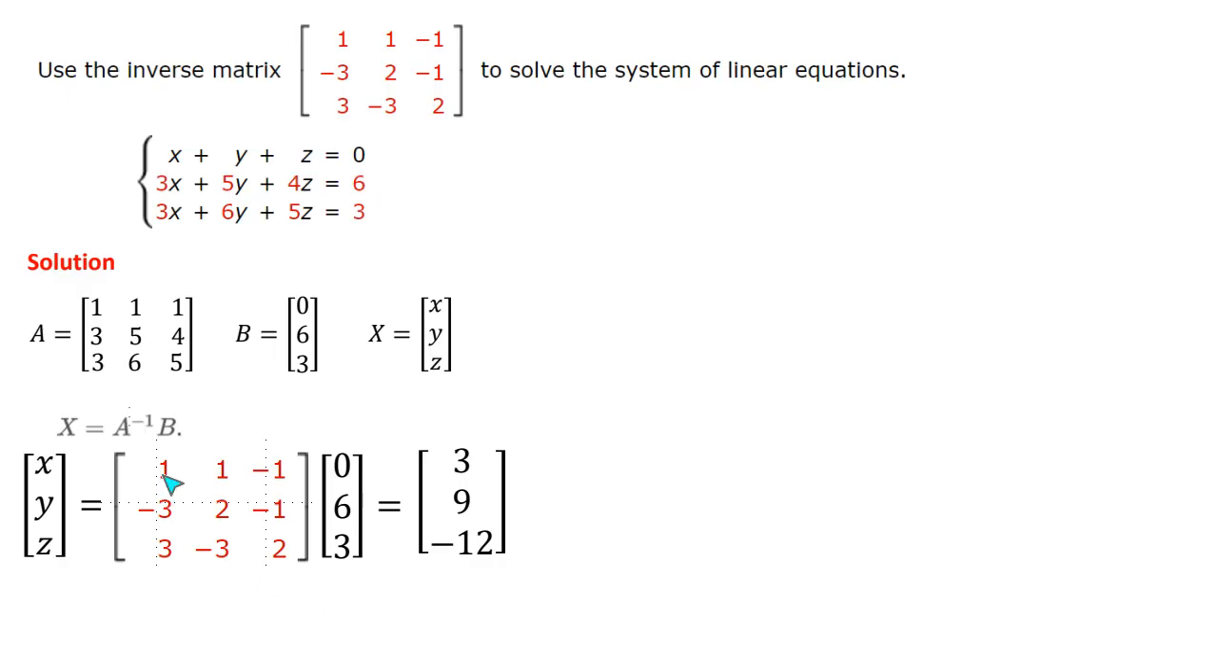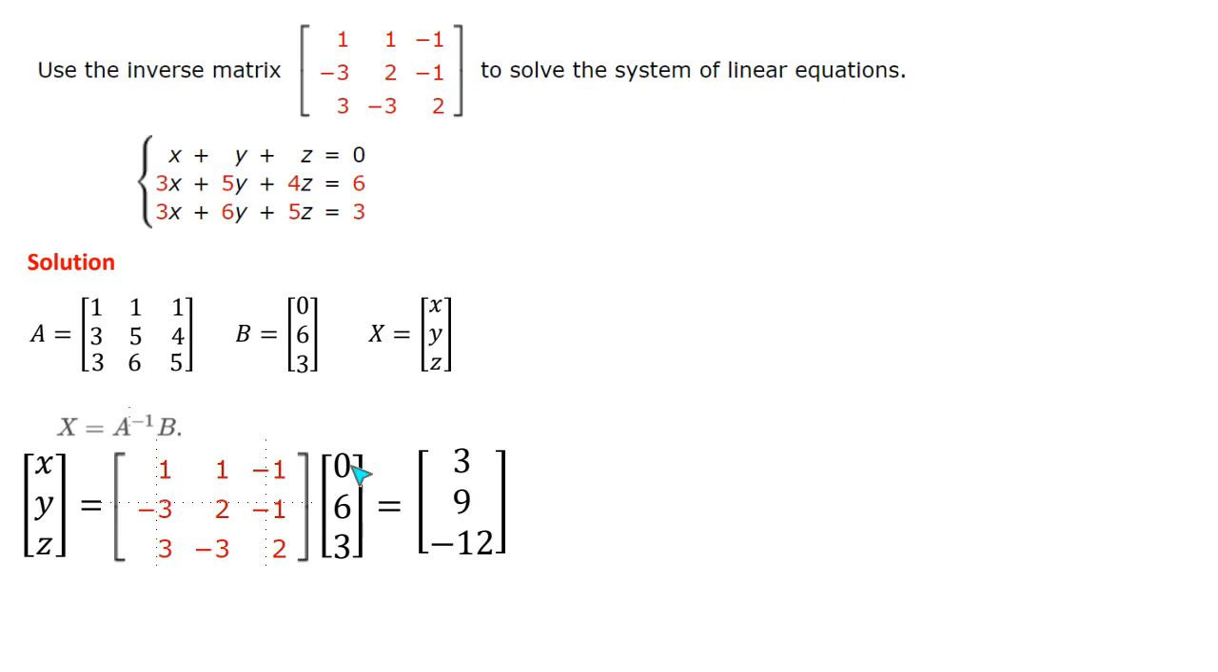So let's go ahead and do that. So 1 times 0 is 0. 1 times 6 is 6. Negative 1 times 3 is negative 3. So 6 plus negative 3 is 3. Then we go to the next one. So negative 3 times 0 is 0. 2 times 6 is 12. Negative 1 times 3 is negative 3. So 12 plus negative 3 is 9.